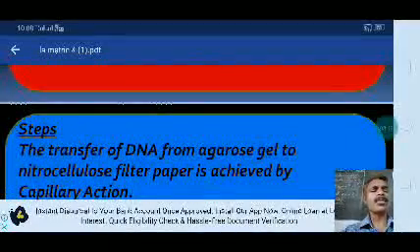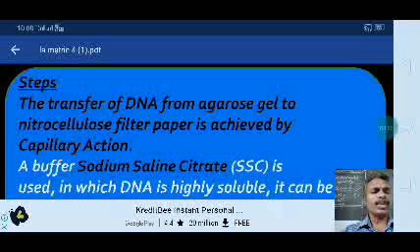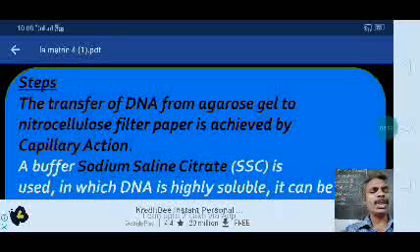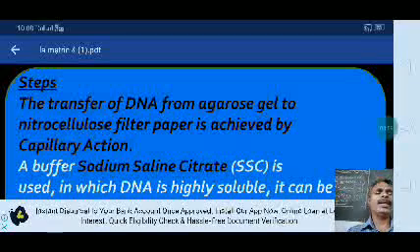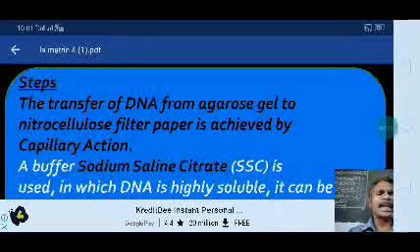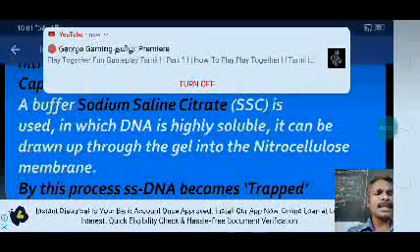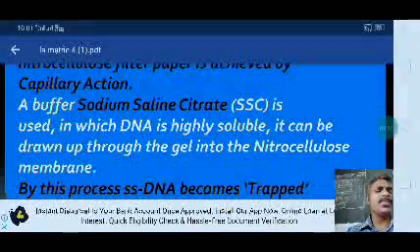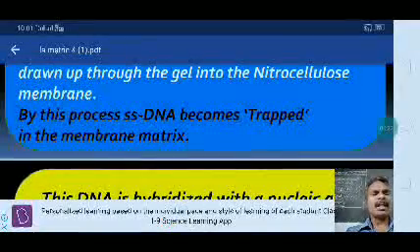Then, what are the steps involved in Southern blotting? Transfer of DNA from agarose gel to nitrocellulose filter paper is achieved by capillary action. A buffer, sodium saline citrate, SSC, is used, in which DNA is highly soluble. It can be drawn up through the gel into the nitrocellulose membrane. In this process, single stranded DNA becomes trapped in the membrane matrix.